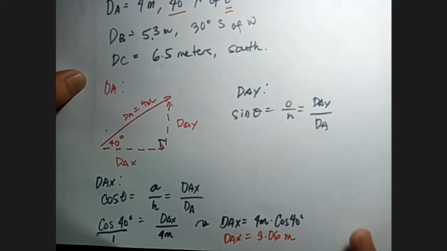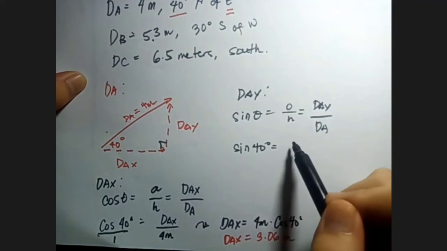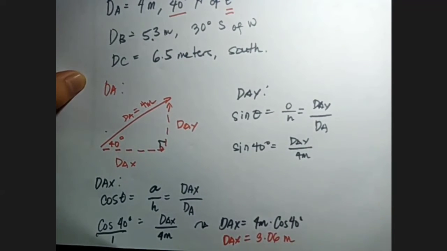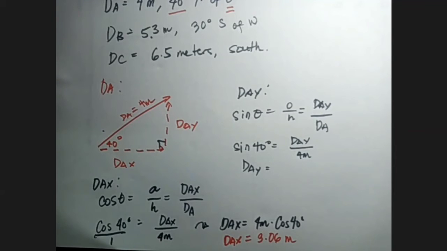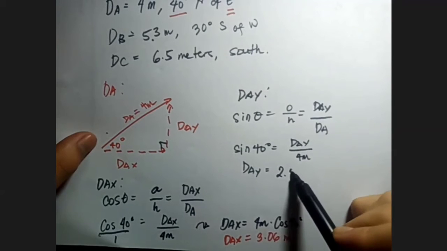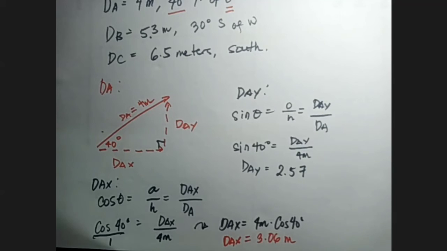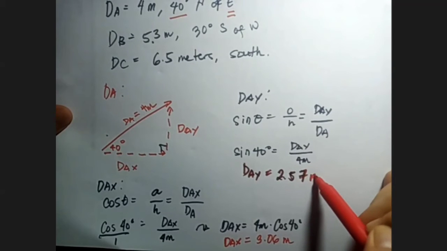So sine theta, what is theta? That is 40 degrees, equivalent D sub AY over D sub A, that is 4 meters. Cross multiply, D sub AY equals sine 40 degrees multiplied by 4 meters. That is equivalent to 2.57. Gawin ko lang red yun, no? So, D sub AY equals 2.57 meters.